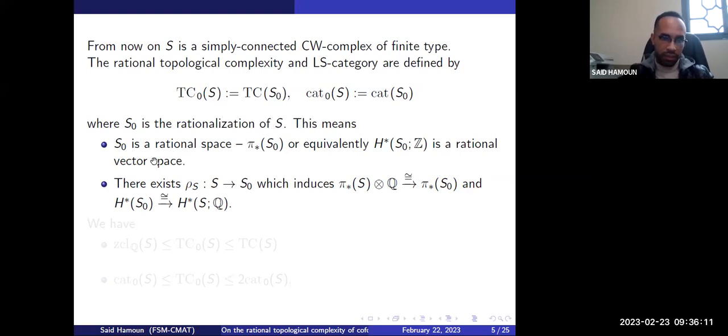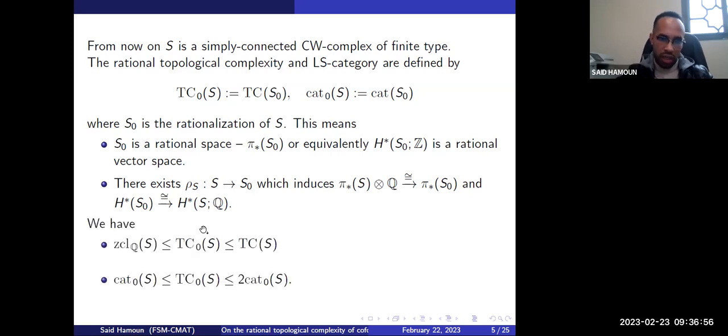That means S0 is the rationalization of S, meaning that the homotopy of S0, or equivalently the cohomology of S0 over Z, are rational vector spaces. And there exists a map from S to S0, which induces an isomorphism from the rational homotopy of S to the homotopy of the rationalization, and also an isomorphism from the cohomology of the rationalization to the rational cohomology.